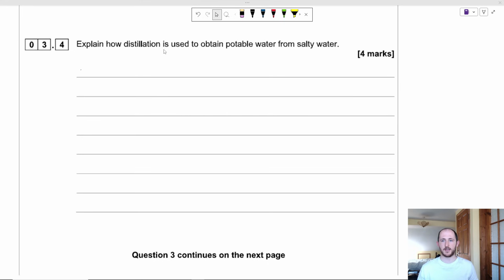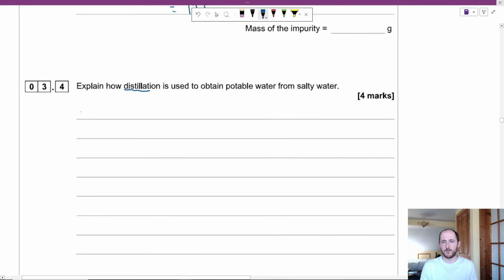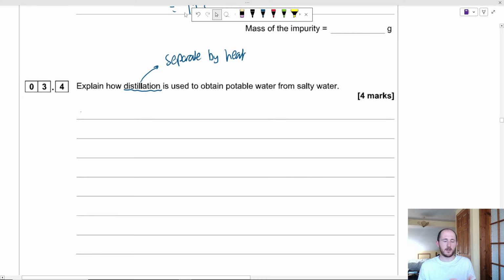Perfect. This is one of those standard processes that you should hopefully know. It says, explain how distillation is used to obtain potable water from salty water. So how can I get drinking water from salty water? Now, distillation, just so you're aware, always involves heat. It means, literally, to separate by heat. If you think of fractional distillation, what do you apply? Heat, right? You heat up the hydrocarbons and separate them at different boiling points. So again, distillation just means separate by heat. If you know that, you can get a couple of marks even if you have no idea what you're talking about.